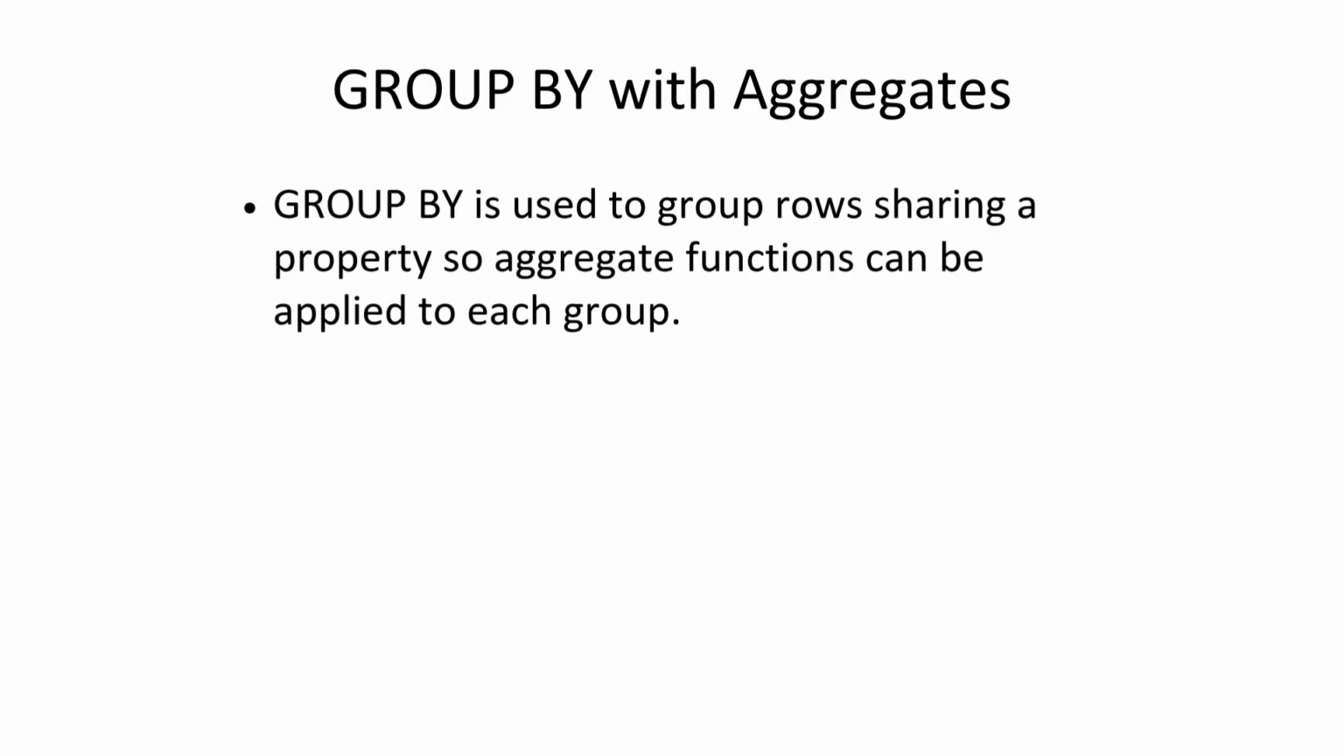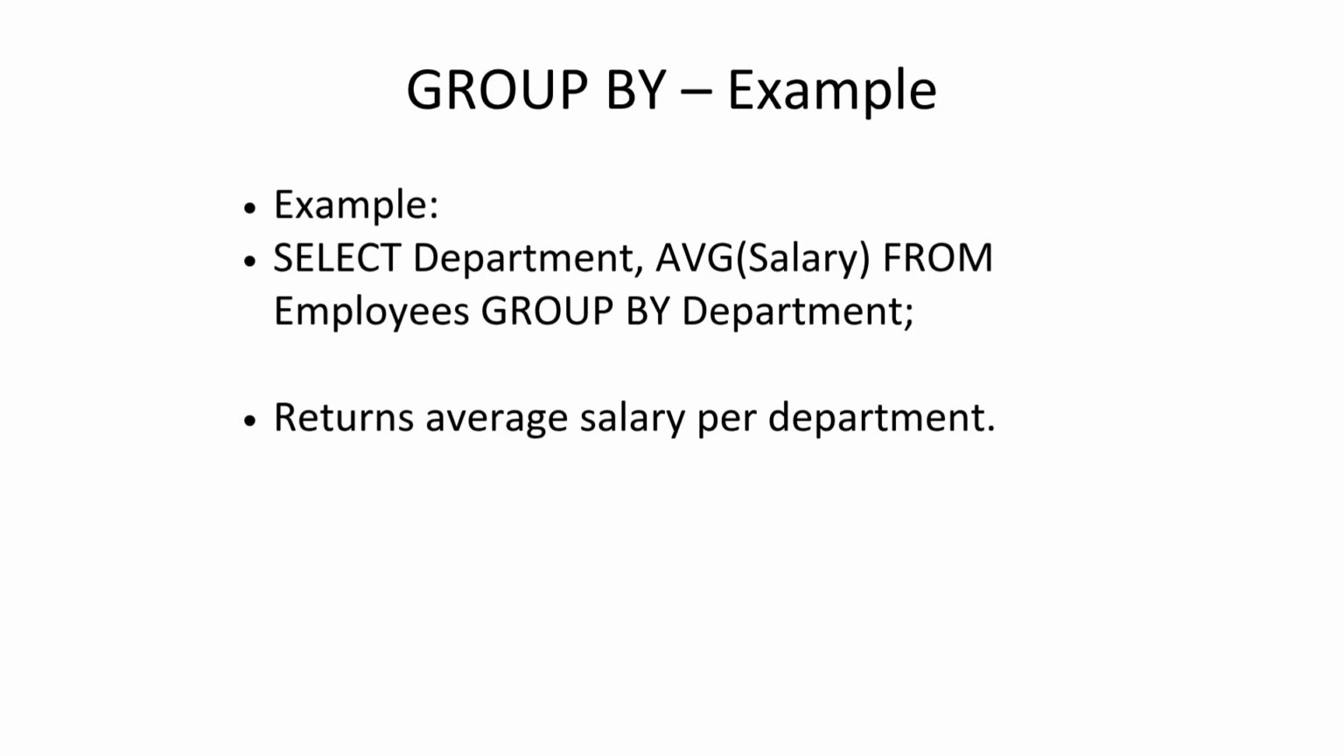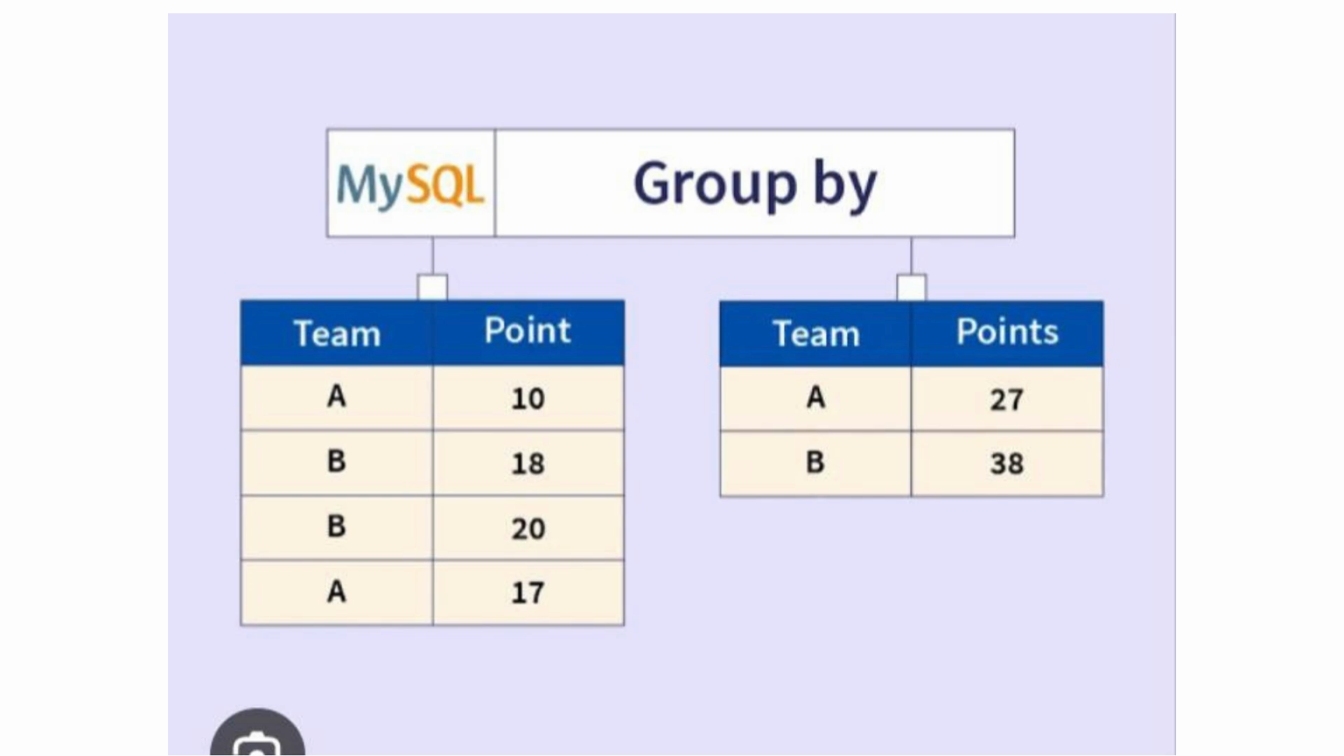Group by with aggregates. Sometimes you want aggregates per category. That is where group by comes in. It lets you group data based on a column and apply aggregates to each group. Group by example. Let's say you want to see the average salary in each department. You would write select department comma average in brackets salary from employees group by department semicolon. Now SQL will return average salaries per department, very useful for managers and HR teams.